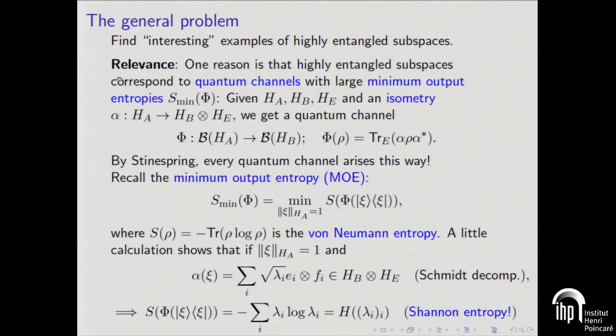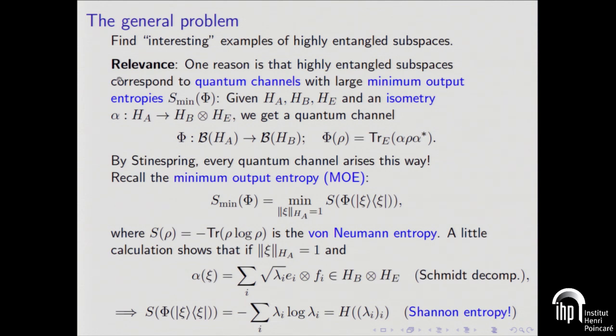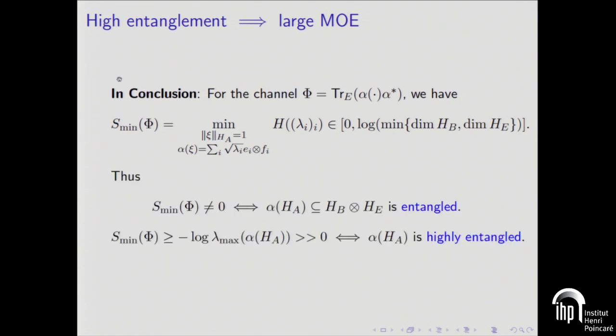Okay? So in other words, if you have a highly entangled situation, then the von Neumann entropy would be bounded away from zero. Okay, so for this channel here, the minimum output entropy really is the minimization problem over all possible Schmidt coefficients associated to the subspace of the Shannon entropy, which would be some number bigger than or equal to zero. Okay, and of course the minimum output entropy would be zero precisely when the subspace is a separable subspace, so it's non-zero when it's entangled.